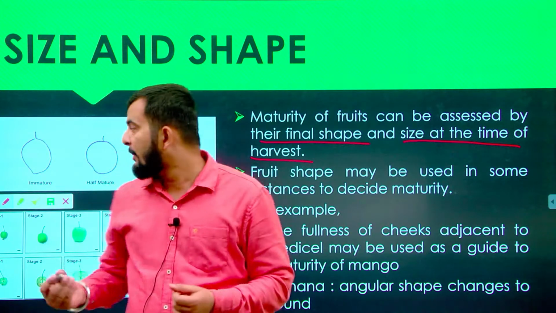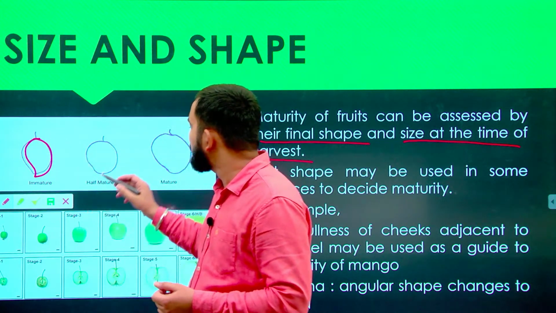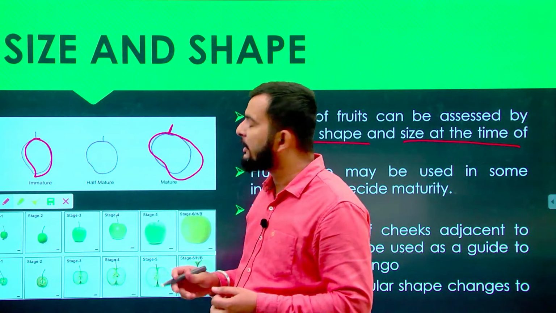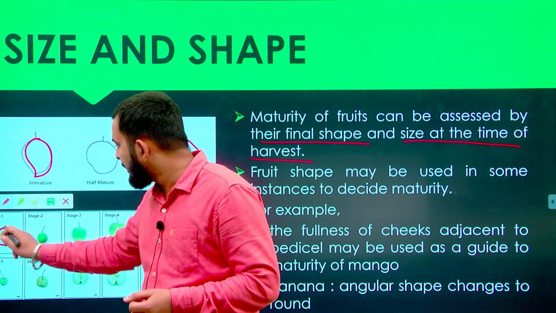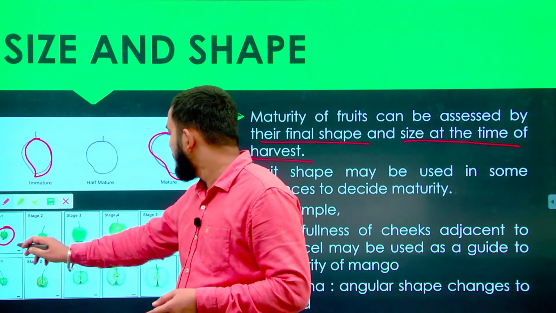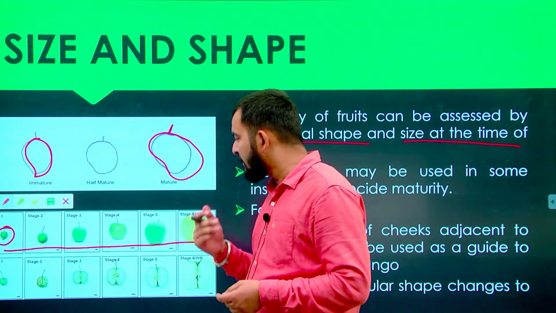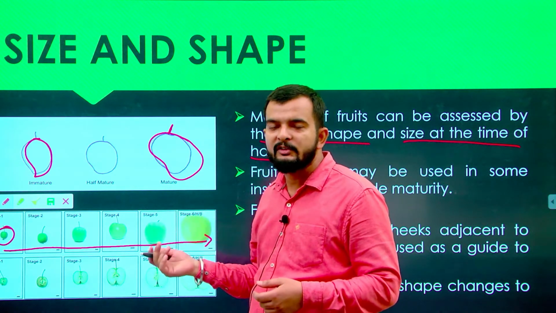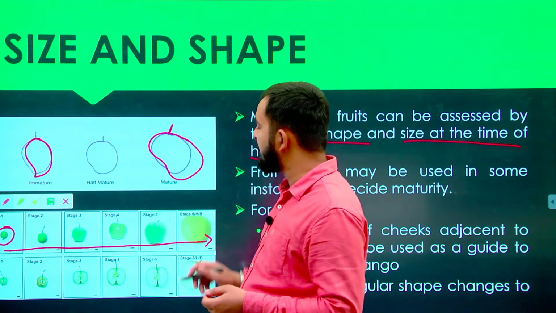Suppose in case of mangoes, an immature mango will look slightly like this, but your mature mango will become like this. In this particular figure we are talking about the size, and here you can see in case of apple. When an apple is in the growing stage, it will be very small, and during various stages the size of the apple will increase, and then after a particular stage it will start to change color, that is, chlorophyll will start to degrade. So based on this you can identify when to harvest based on the size and shape.